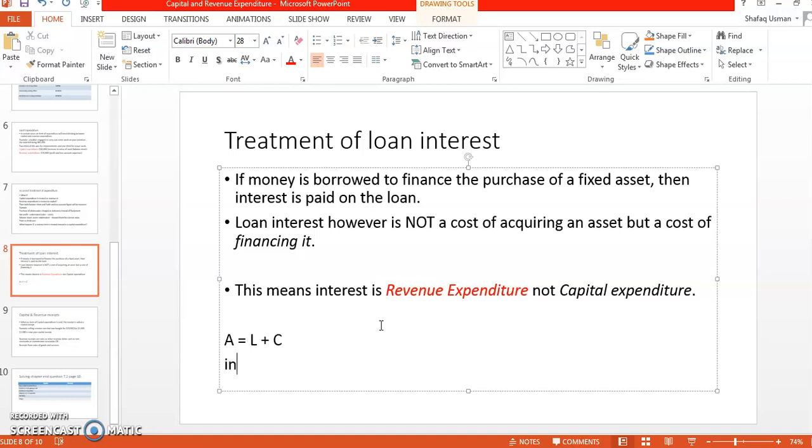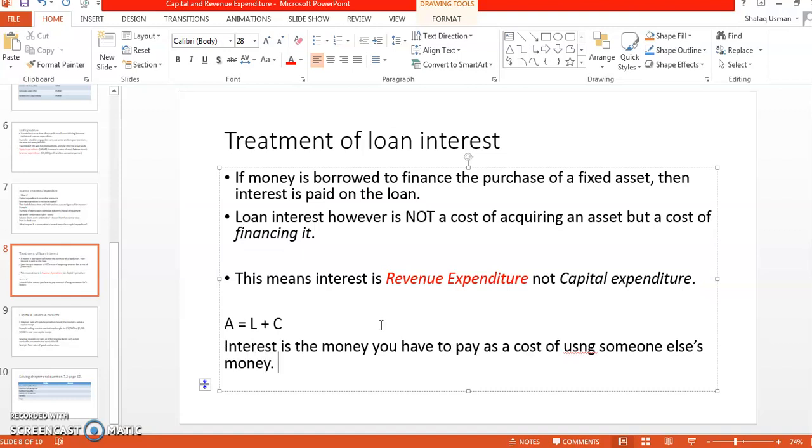So, I'm saying this: interest is the money you have to pay as a cost of using someone else's money. Just like you pay the rent of a rental property, you have to pay rent for using someone's money. This is known as interest.